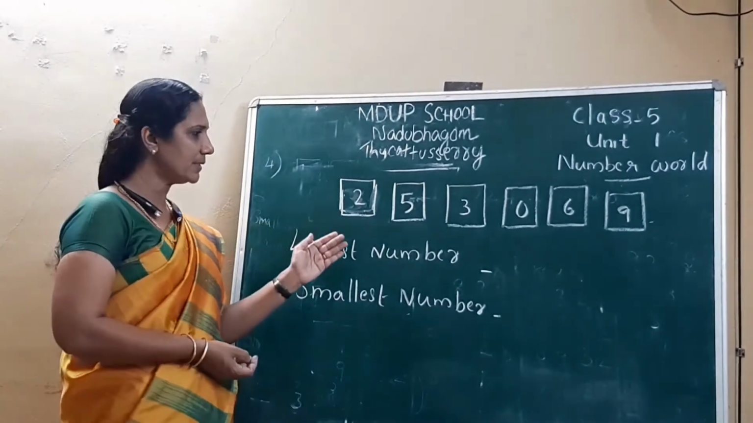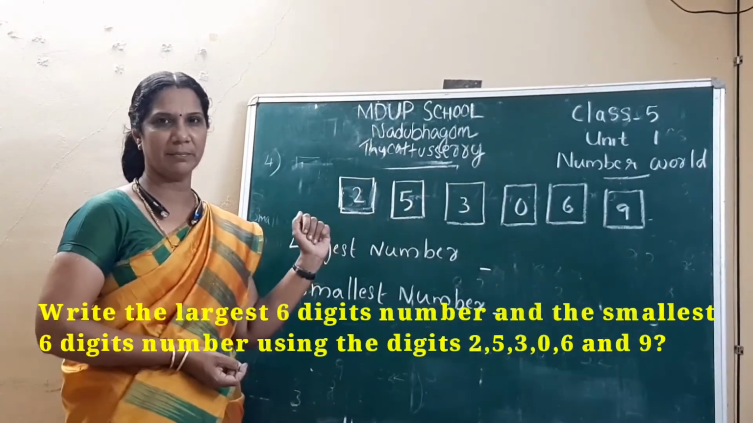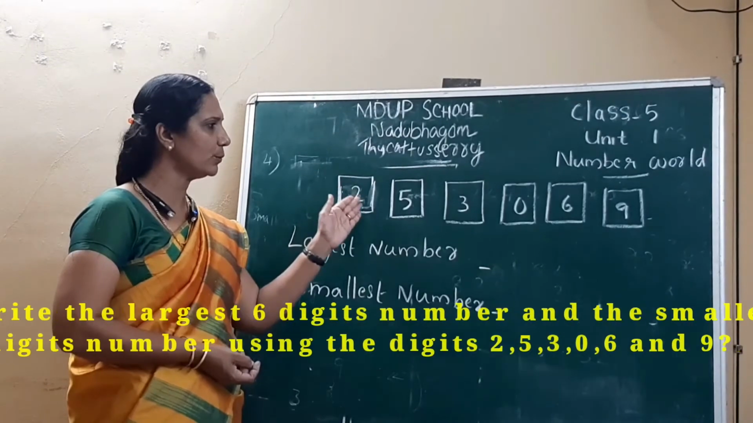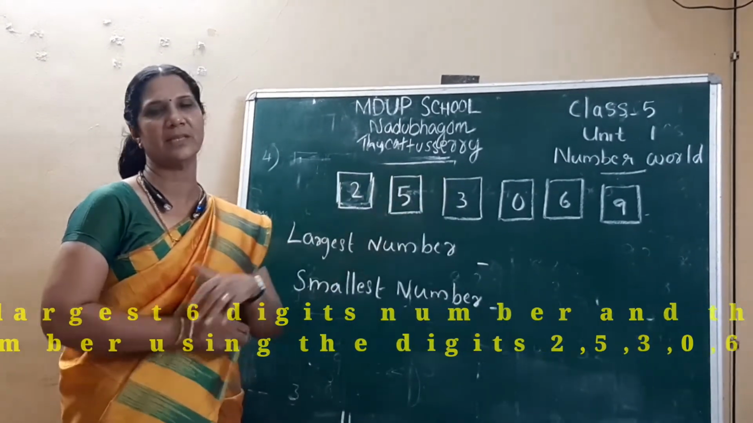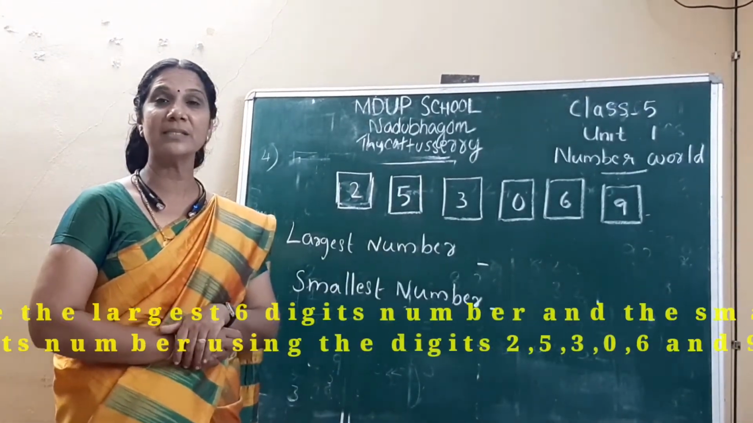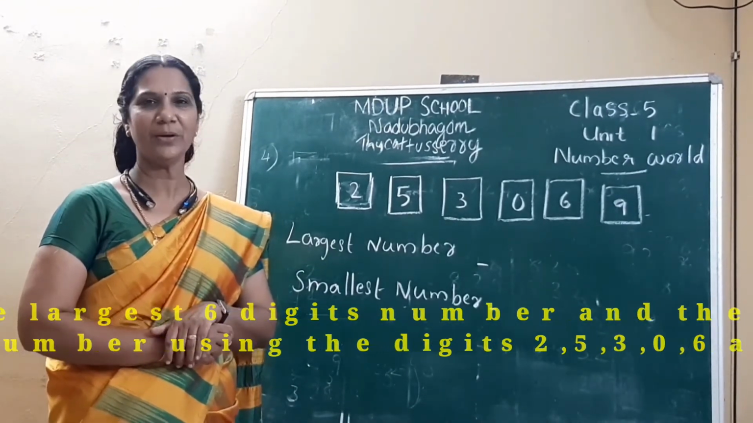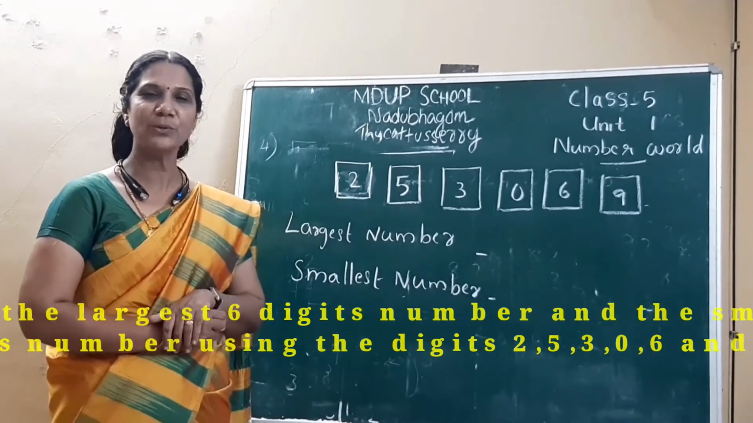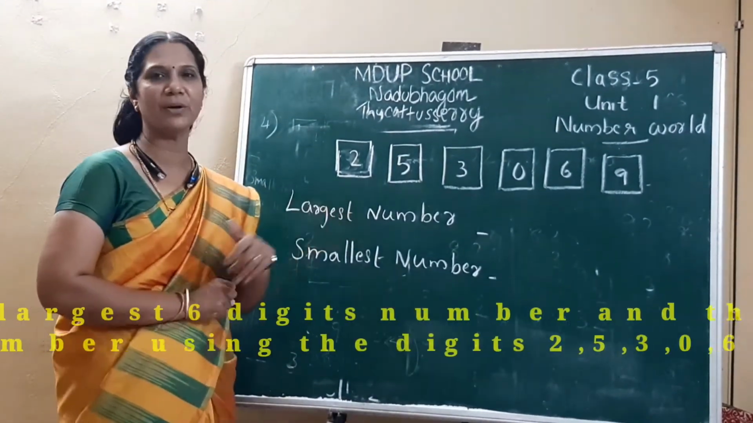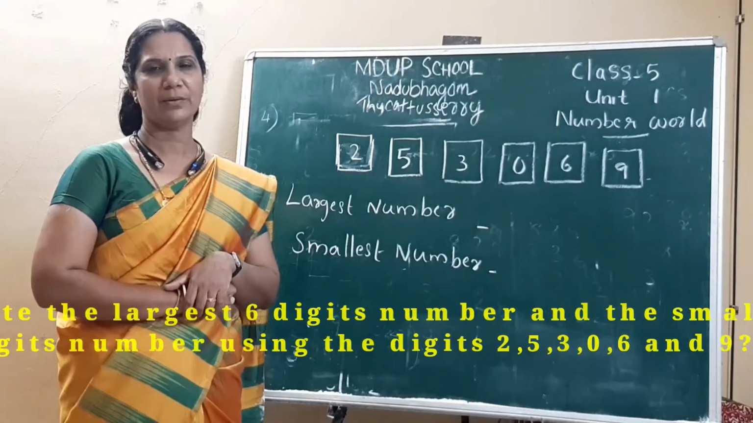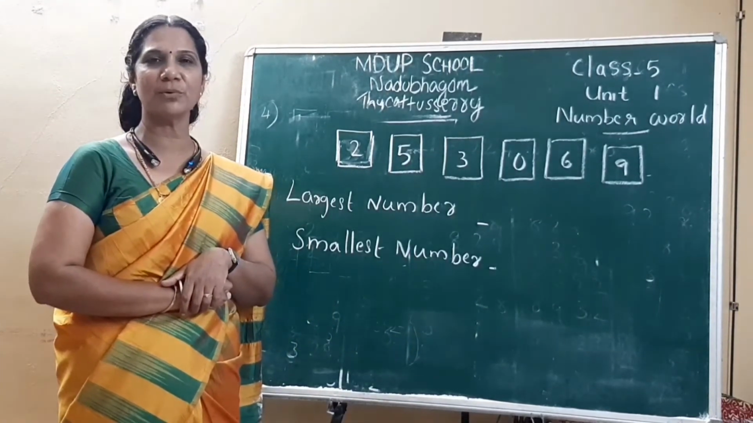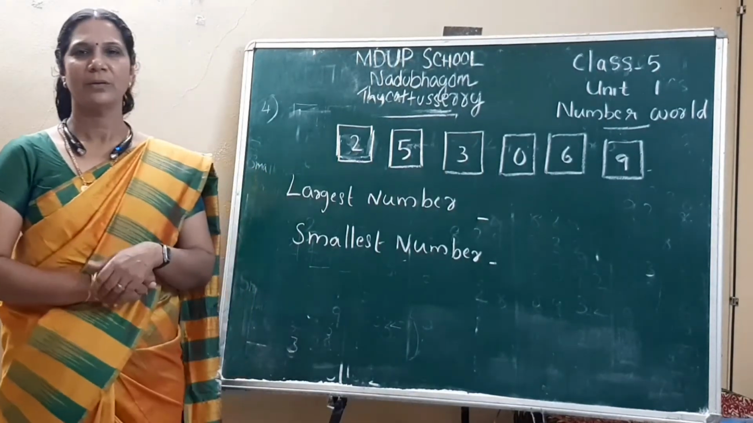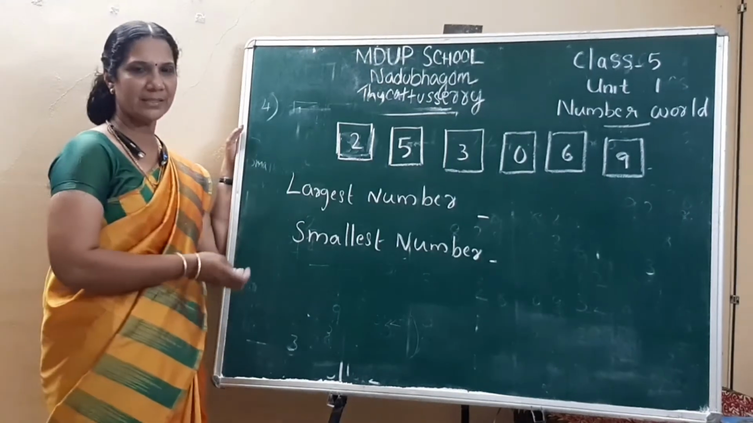Write the largest 6-digit number and the smallest 6-digit number using these 6 digits: 253069. And you have to find the sum and difference also. Okay. If you get a question like this, first you want to find the largest number, then you want to find the smallest number. Okay, you try to find the largest number and smallest number. Okay. You got the answer? Okay, we can discuss the answer.